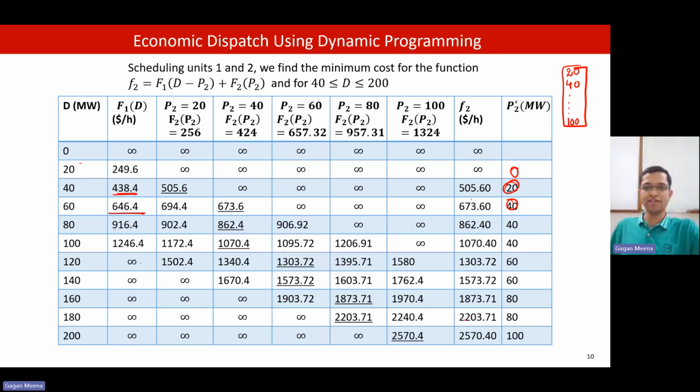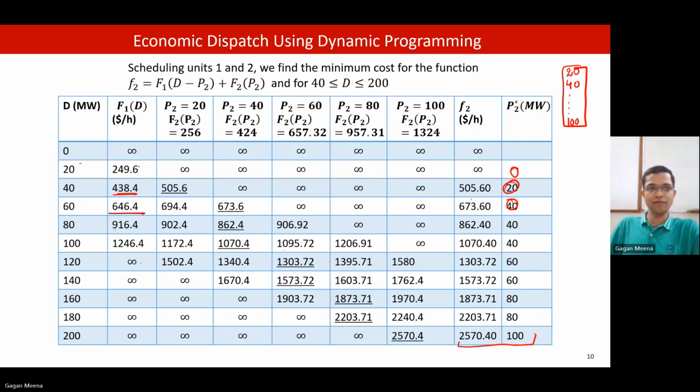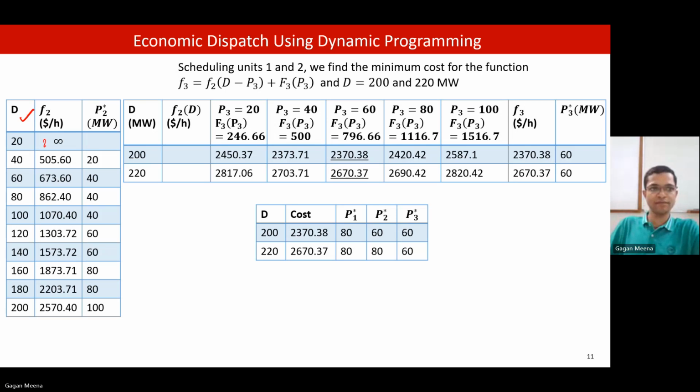Now we have to record these. These are the combinations possible for the first two units, unit 1 and unit 2. These are all the combination demands which can be met. 20 is possible only when this should be 249.6. P2 is 0 here. 40, 60, then P2 is like this. For 100, both are 100. Okay. Now we have to move to the next stage where we have to add unit 3.